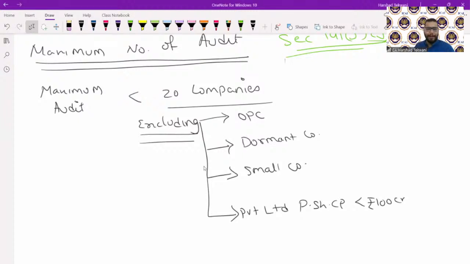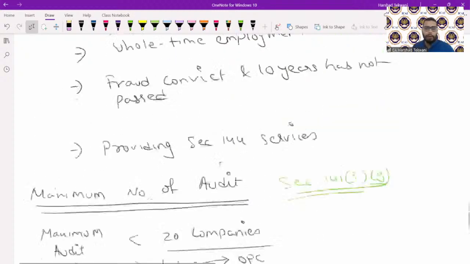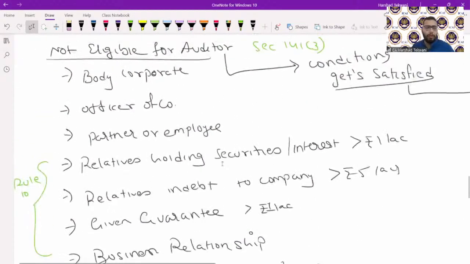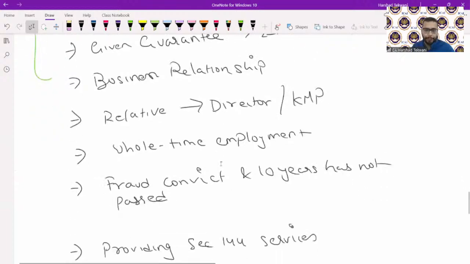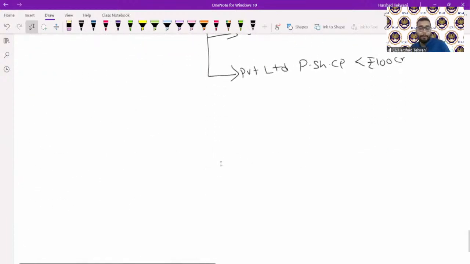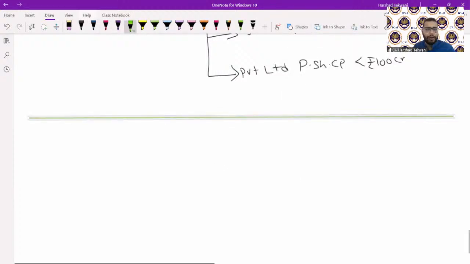Now this was with respect to eligibility and disqualification basically. If any of the conditions from this is satisfied, then the person will not be eligible for appointment as an auditor. Now we saw these conditions. I'll also suggest you continuously take notes with me so that you can revise at a later point in time. Now, moving to the next section for today: removal of auditor. There is a procedure that is required to be followed to remove the auditor, so we'll see that particular procedure over here.